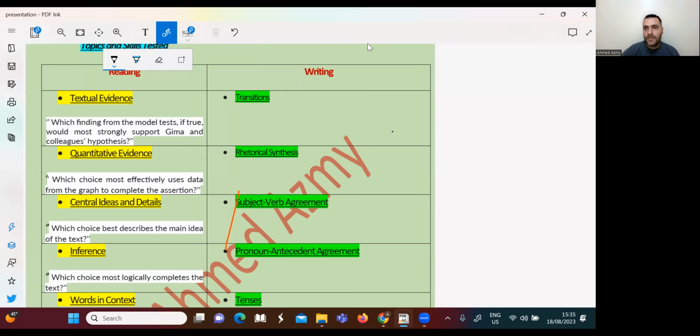Can you send this PDF on the WhatsApp group? Sure. And even the session itself.